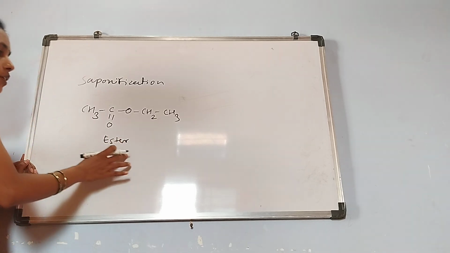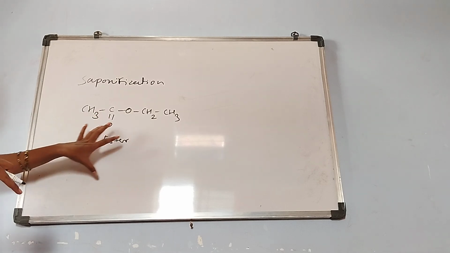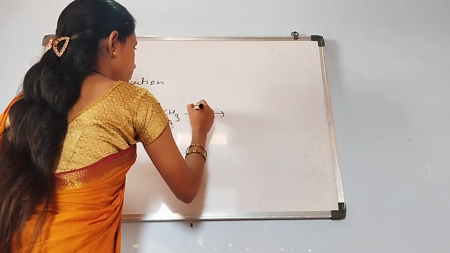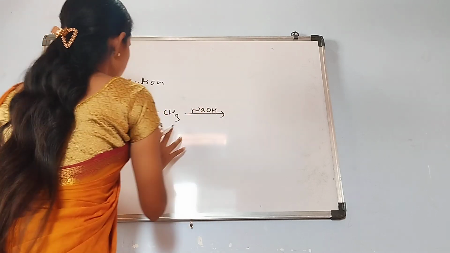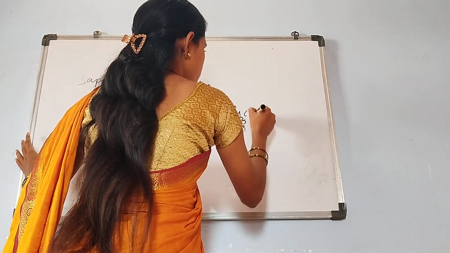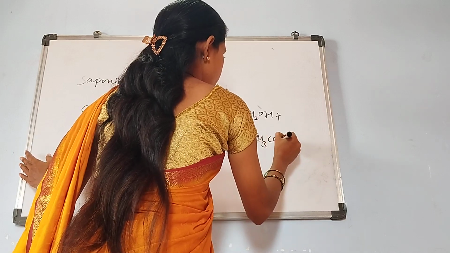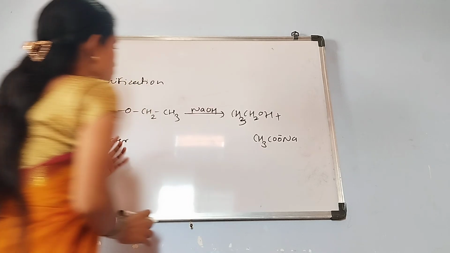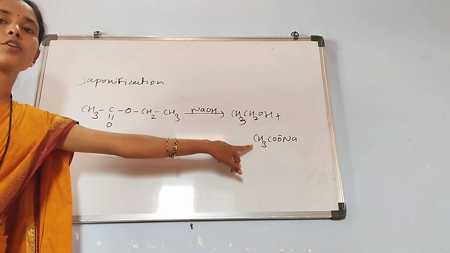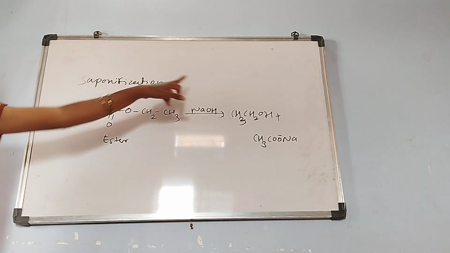How is an ester formed? The reaction between ethanol and ethanoic acid together makes an ester. Now this ester is reacting with sodium hydroxide or a base, and then it is forming ethanol plus ethanoic acid. Okay, so this sodium hydroxide breaks down the ester into ethanol and ethanoic acid, and this reaction is used for the formation of soap, so we call it a saponification reaction.